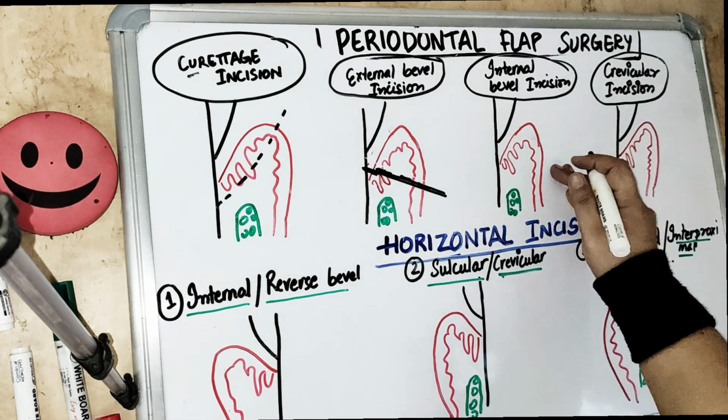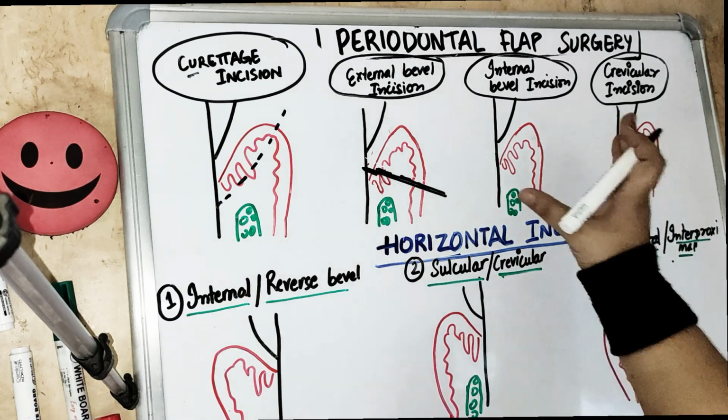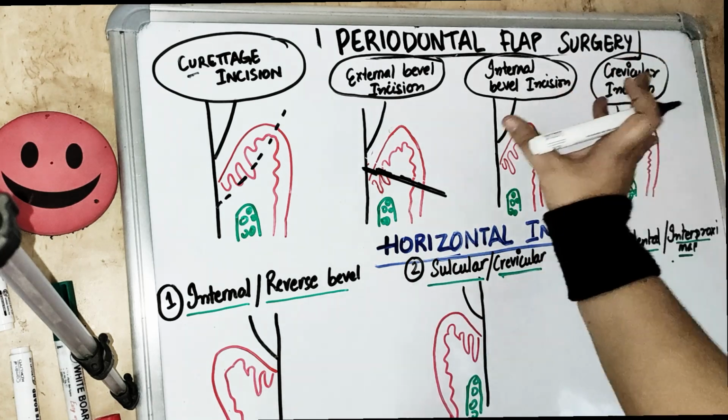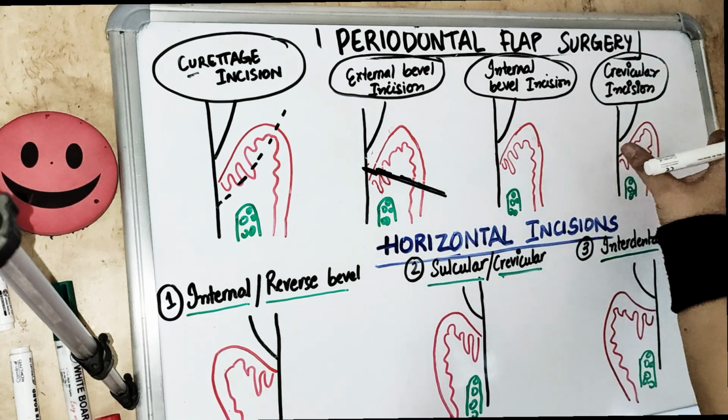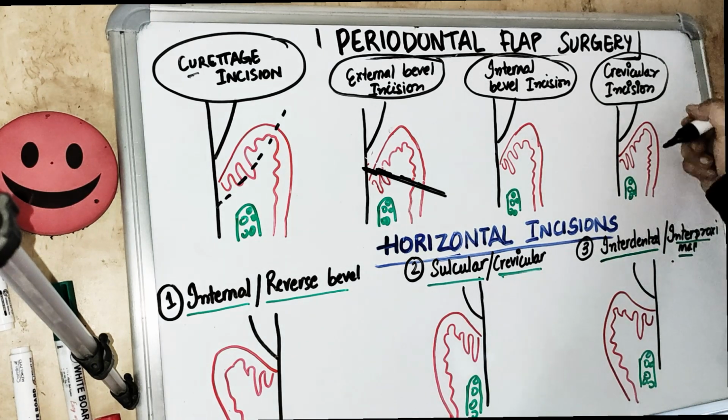Another one we have is the internal bevel incision. In internal bevel incision, see, there is a close relationship. These are two similar kinds of incisions. One is the internal bevel incision and another one is the crevicular incision. Let's understand the crevicular incision first.